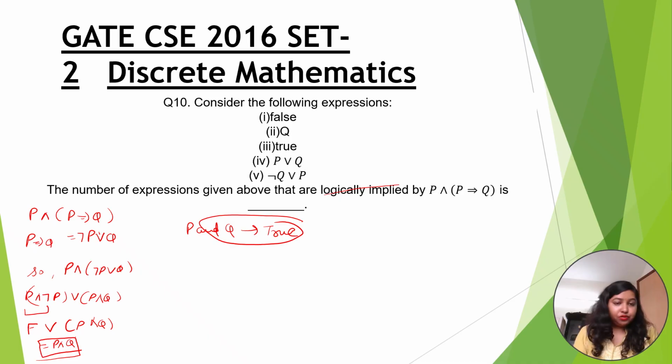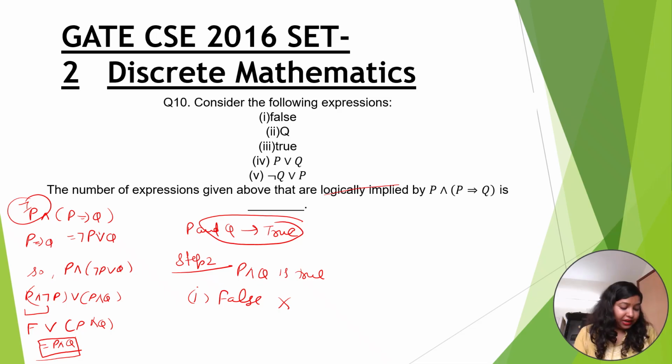So step 2. This was step 1, where we simplified the premise. In step 2, we will check which expressions are implied. An expression is logically implied if it is true whenever P and Q is true. Now we have to check the implication for each. The first is false. False is never true, so it is never implied.